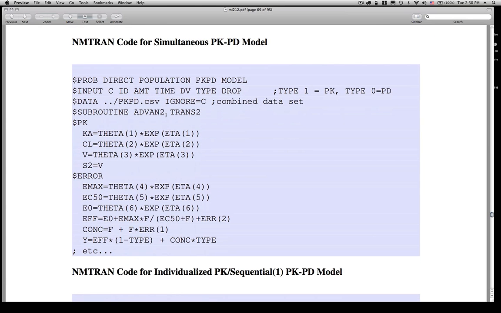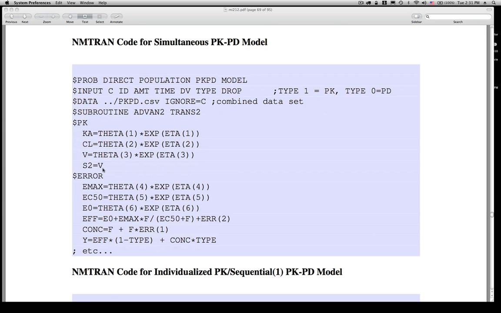First, the simultaneous PK/PD model for a direct pharmacodynamic effect. We have a data set similar to what we just described. Subroutine here, we're going to use ADVAN2 TRANS2. So this is a one compartment model with first order absorption, parameterized in terms of microconstants. In terms of clearance and volume, physiologic parameters, TRANS2. And then you'll see $PK here, is the typical $PK block where we define Ka, clearance and volume.